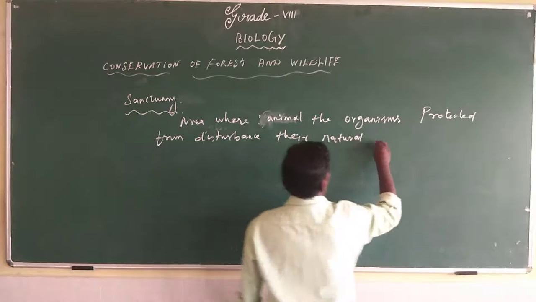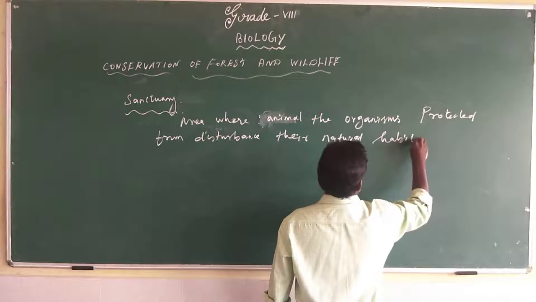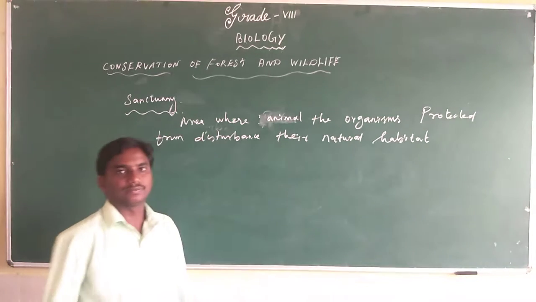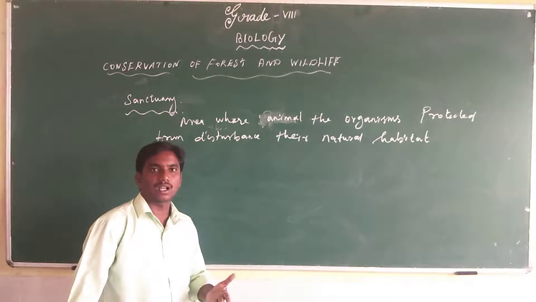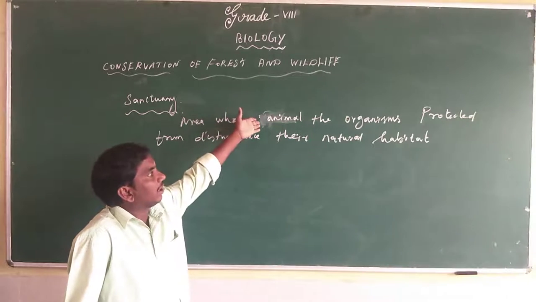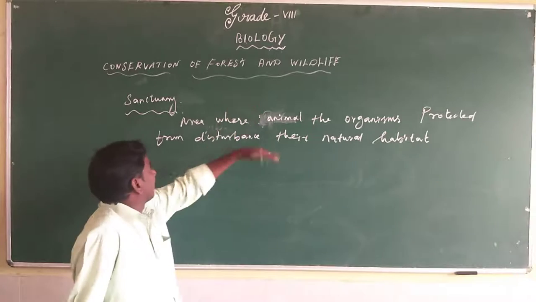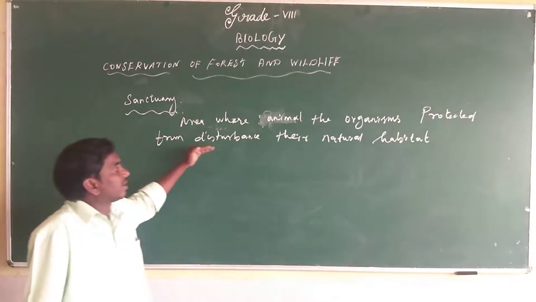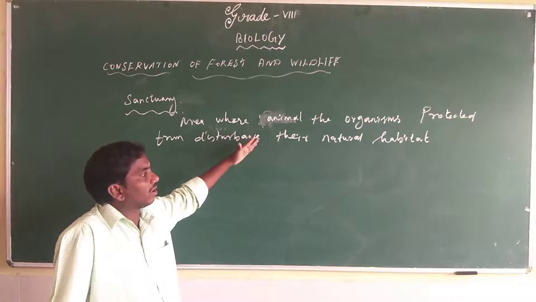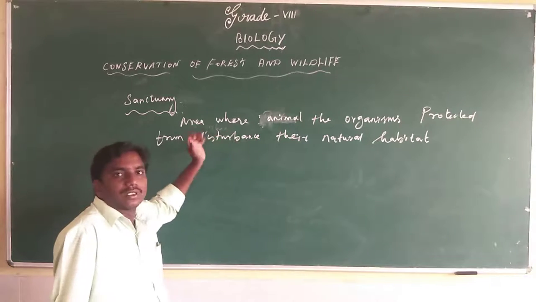Natural habitat, then it's called what? Sanctuary. We are saying sanctuary, you know, the area where animals or organisms are protected from disturbance to their natural habitat. Disturbance from the natural habitat, that is called what? Sanctuary.